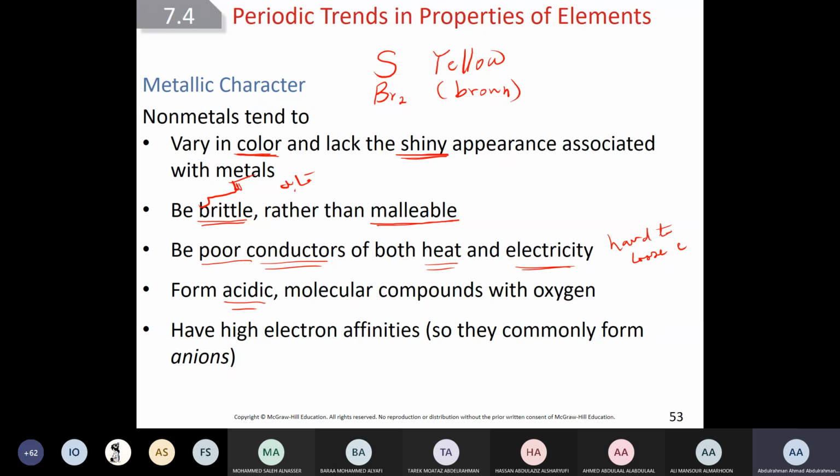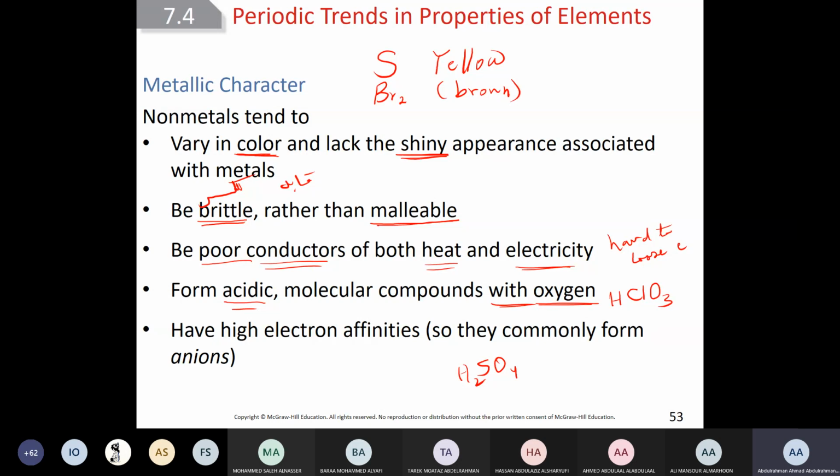Okay. They form acidic compounds with oxygen. Give me an example. HCl. No, with oxygen. HCl. What's this acid? Chloric acid. All right. What's this acid? Sulfuric. Sulfuric acid, with oxygen.